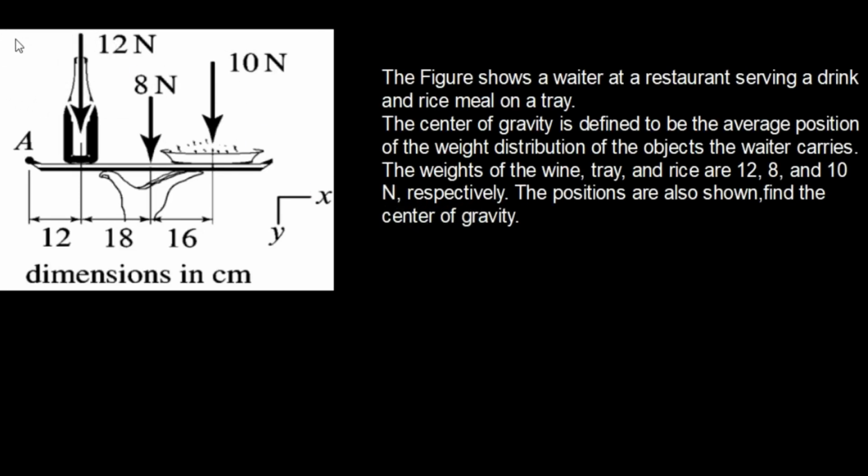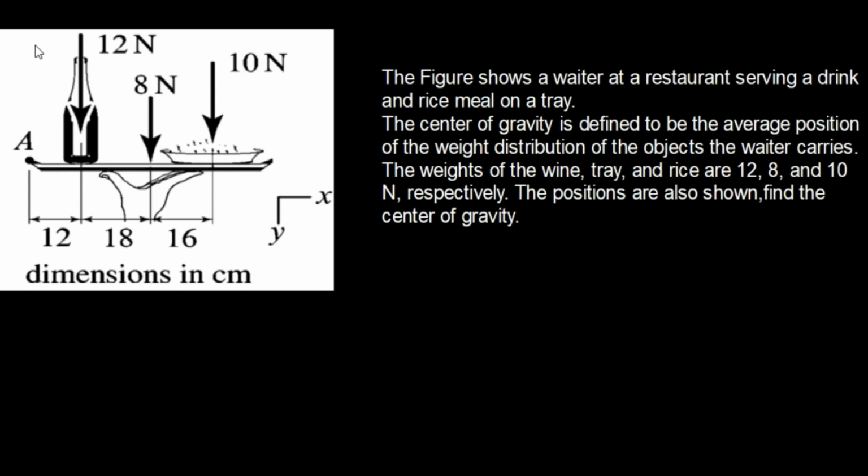Okay, so in this video we'll solve the question I have on the screen, which says that the figure shows a waiter at a restaurant serving a drink and rice meal on a tray. The center of gravity is defined to be the average position of the weight distribution of the object the waiter carries. The weights of the wine, tray and rice are 12, 8 and 10 newtons respectively. The positions are also shown. We should find the center of gravity.